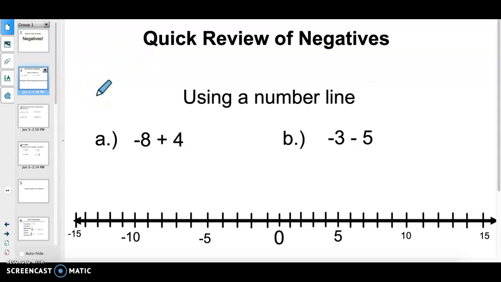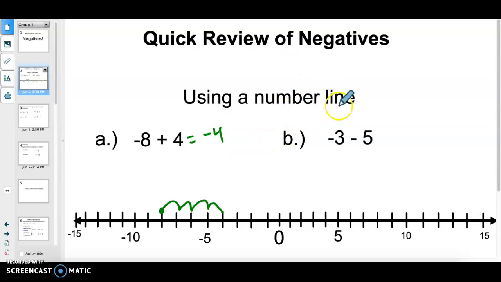One thing I find helpful with negatives is reviewing it visually. If you draw a number line, we've got the negatives to the left of 0 and the positives to the right of 0. So if I had negative 8 plus 4, I start at negative 8 on the number line, and plus 4 means I'm going in the positive direction 4. So I'd be moving 1, 2, 3, 4. I've reached negative 4, so negative 8 plus 4 is negative 4.